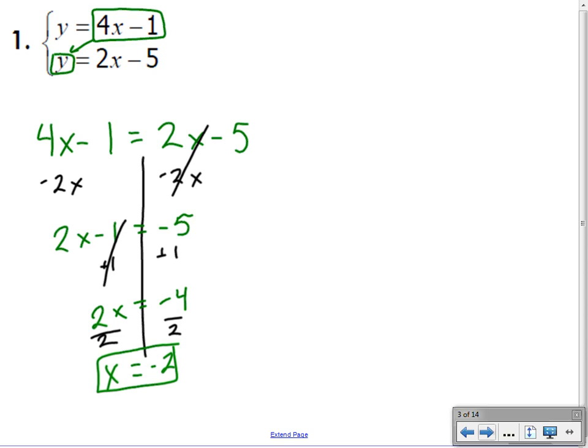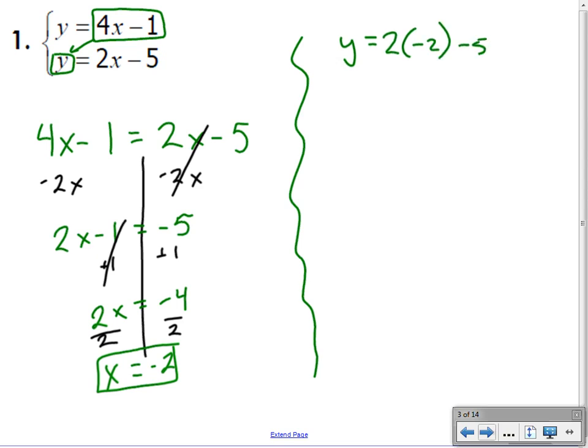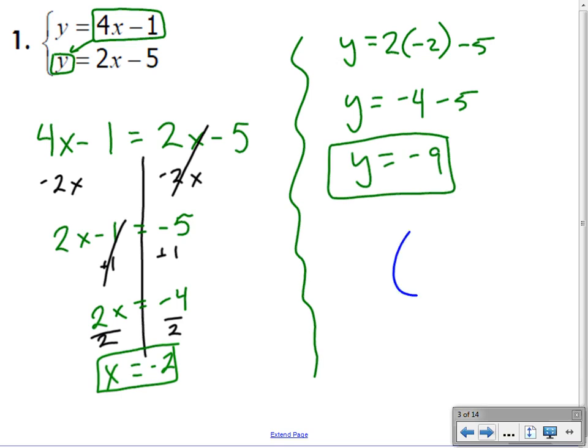Now, once I know what x is, I still need to find y. But all I need to do is take one of my original equations and plug in my value that I just found for x. So let's use our bottom equation. y equals 2, and then I'm going to plug in negative 2 for x, minus 5. And then we're just using our order of operations to simplify. It would be negative 4 minus 5, which is negative 9. So we have x, we have y. The solution would be negative 2, negative 9. And keep in mind, again, this is the intersection point. If we would graph these two original equations, we would find their intersection point at negative 2, negative 9.